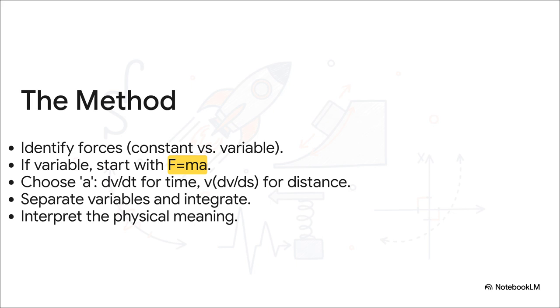Next, you've got to choose the right tool for acceleration, a. If the problem is about time, you use dv by dt. If it's about distance, you use v dv by ds. From there, it's a calculus problem. You separate and integrate. And then finally, maybe the most important step, you step back and ask yourself, does this answer actually make physical sense?